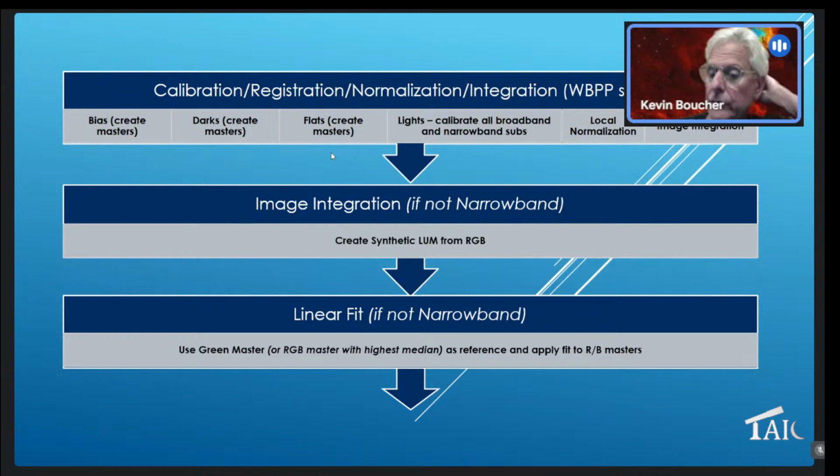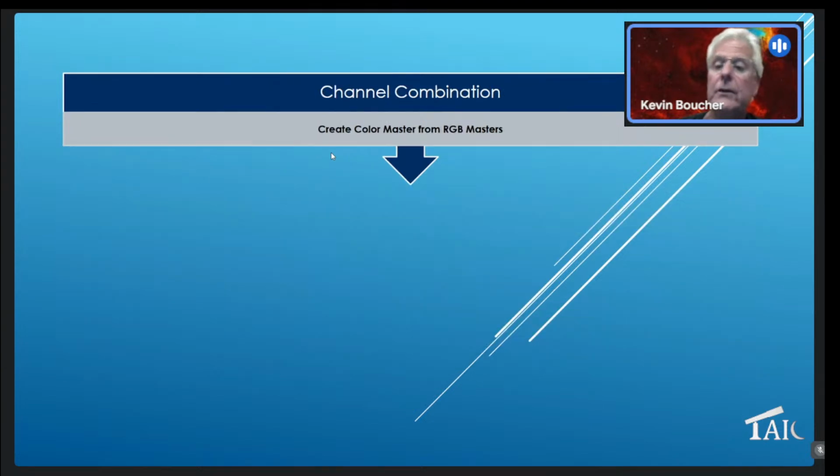I generally use the green master as my reference. But you can also look at your RGB masters and pick the one with the highest median value as your reference. For me, it's generally the green, so I just use the green all the time. Then I do the channel combination to actually create a color master from the RGB masters.